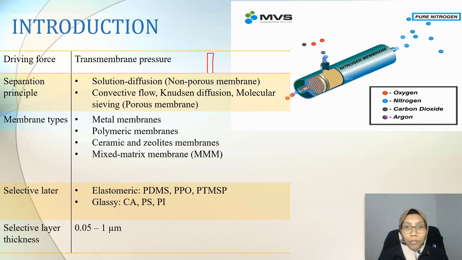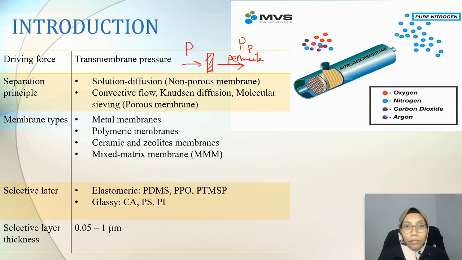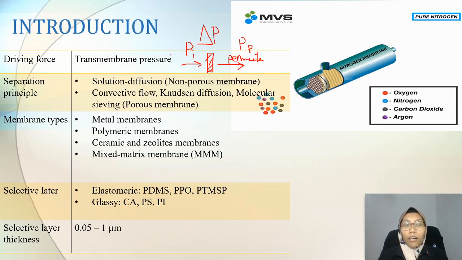Let's say this one is your membrane. The gas goes in, and this one is the gas going out. This one is your permeate. So P permeate here and P in here, the difference between these two pressures is called the transmembrane pressure. The difference between these two is the driving force that allows the gas separation to occur.